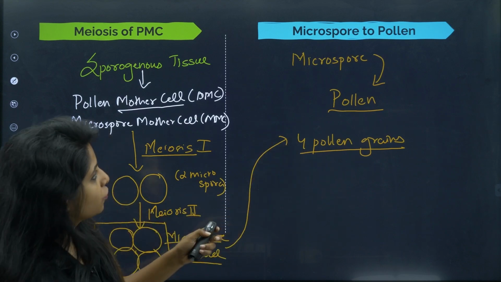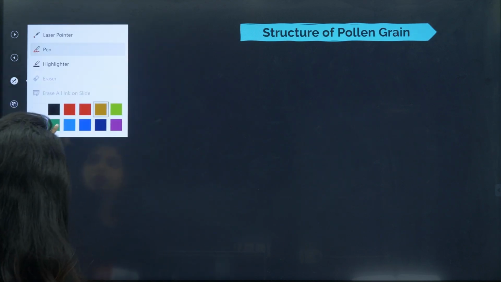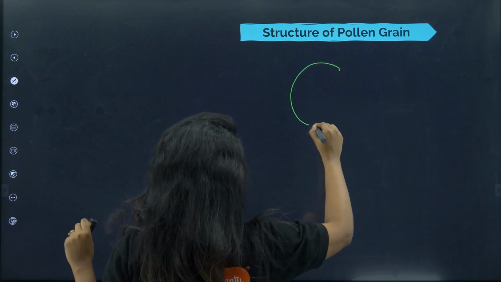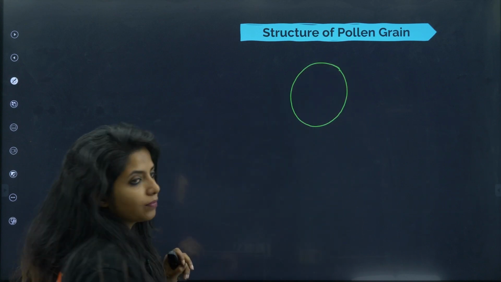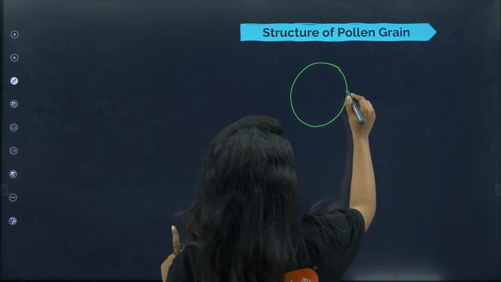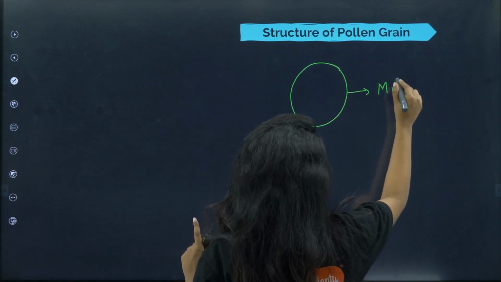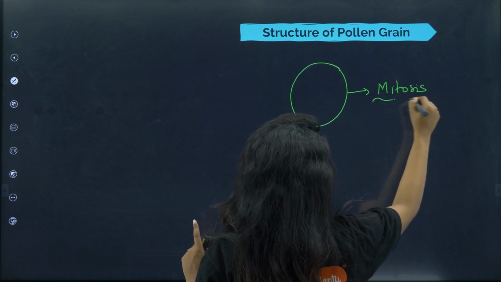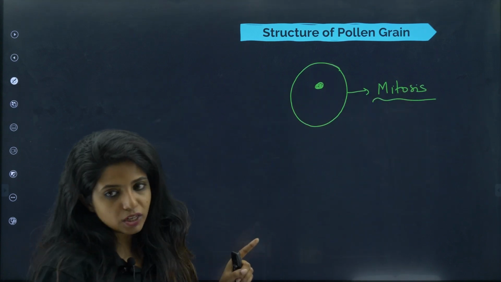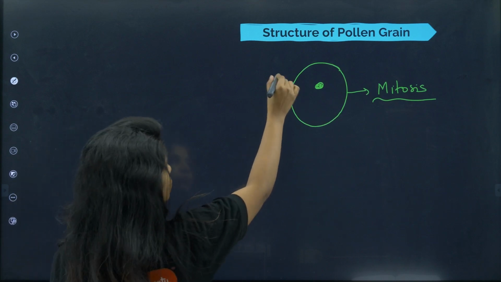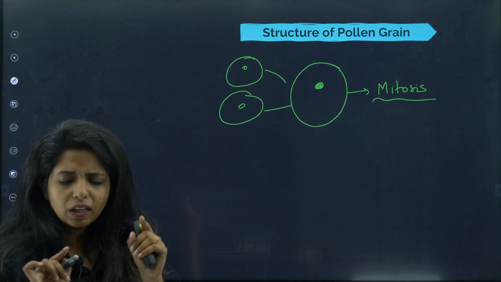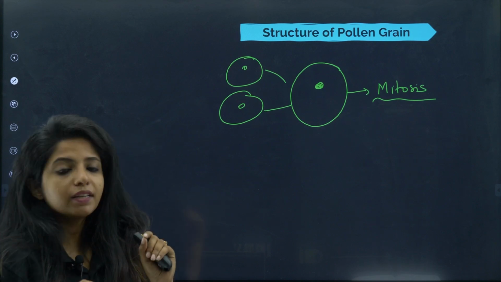Now, if you see the structure of the pollen grain, it looks like this. Basically, the pollen grain is like this. Okay, this is just one cell. This one cell will undergo mitosis, children. Okay, so basically when undergoing mitosis, a cell has to divide into two other cells. Agree? But over here there is a little twist.